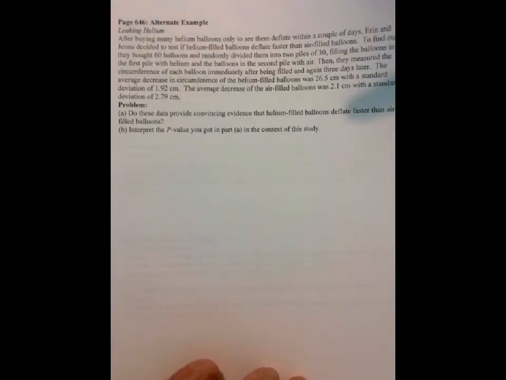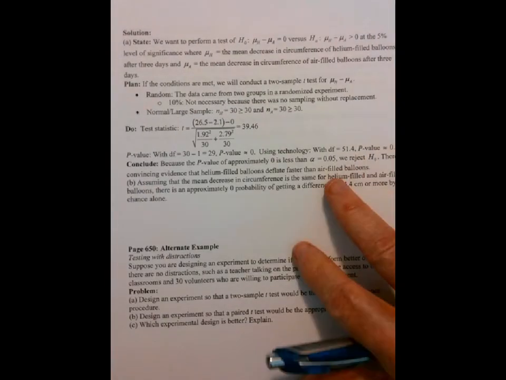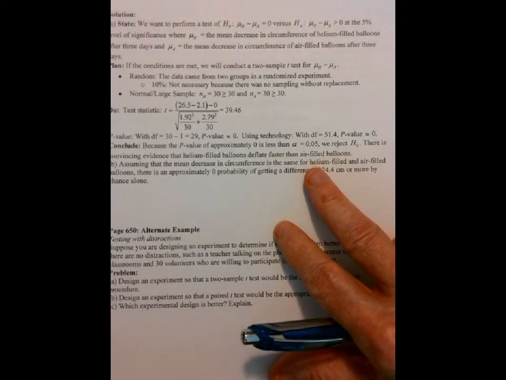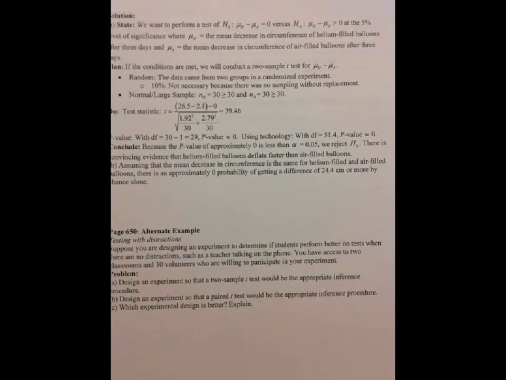So, again, to make this faster, I'm going to go straight here, okay? You want to perform a test of the null of mu helium minus mu air equals 0. That is, in other words, if there's no difference, there's nothing going on, it shouldn't make any difference at all whether it's air or helium, the average difference in the population should be 0.